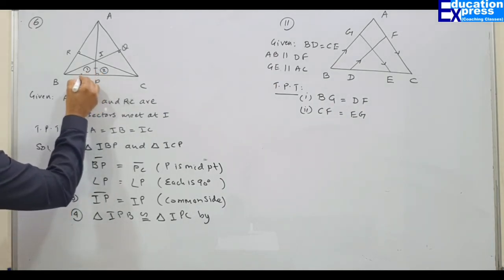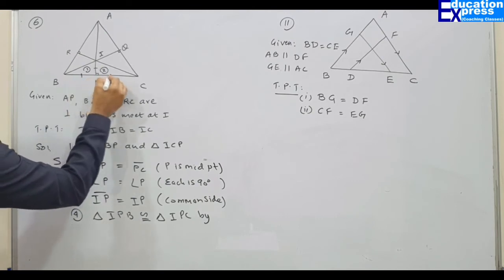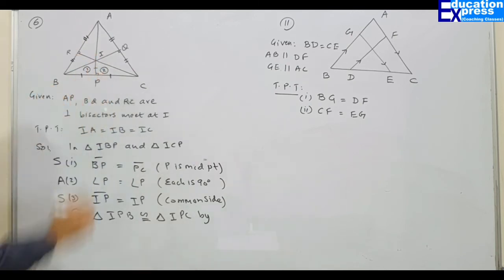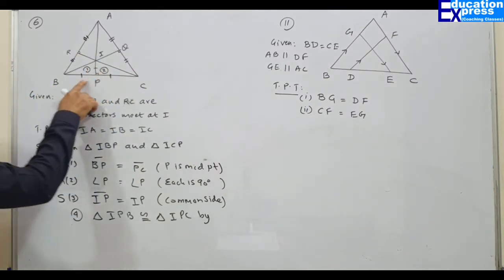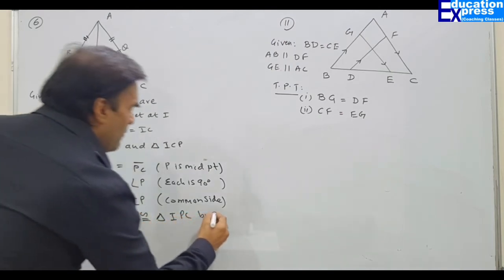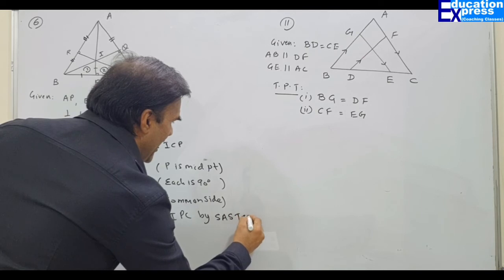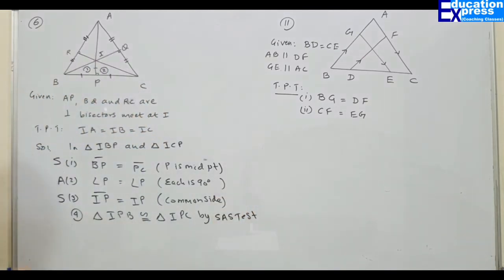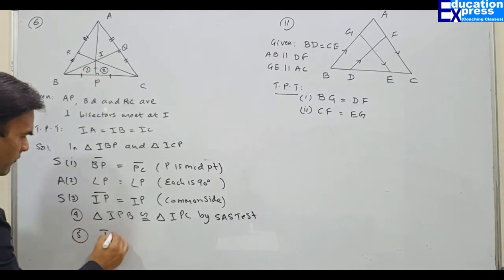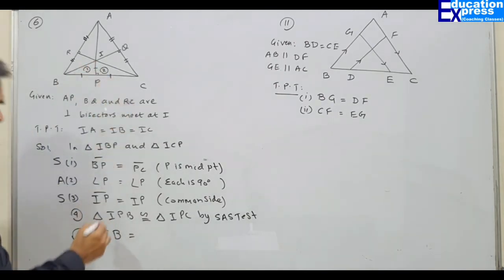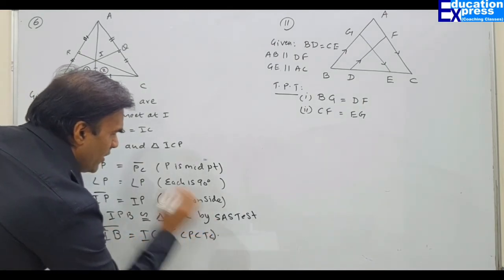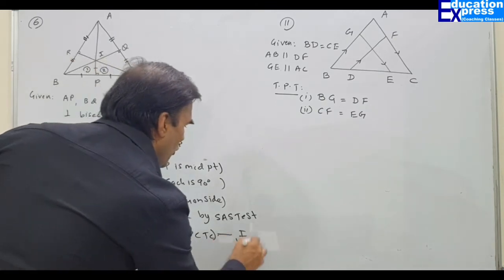Side, angle, side. Wonderful. This side is equal to this side, and this side equals this side, as explained to you previously in the diagram. Over here, these two sides are the same. This is the common side and this is the angle. So by SAS test of congruency, can I say IB will be equal to IC? Reason CPCTC. Wonderful. Call this Roman 1.